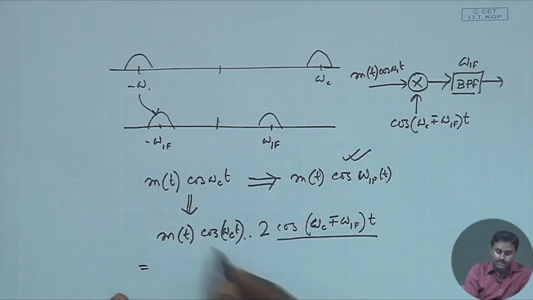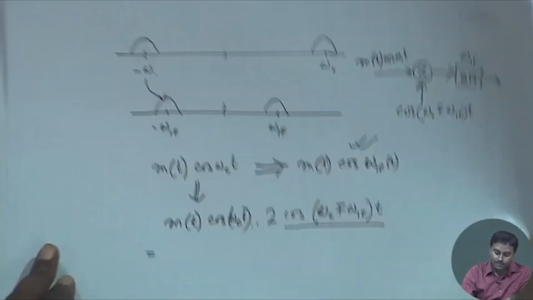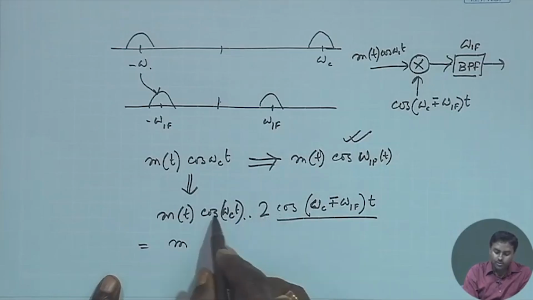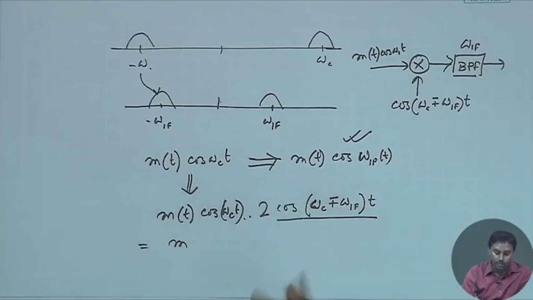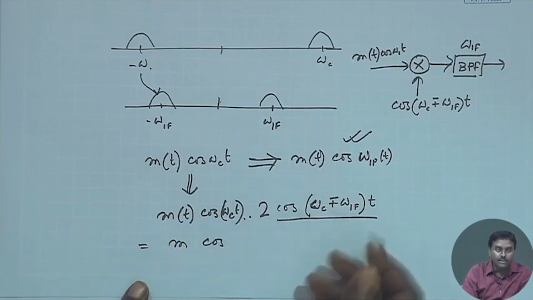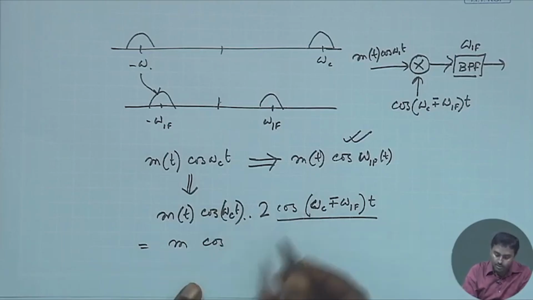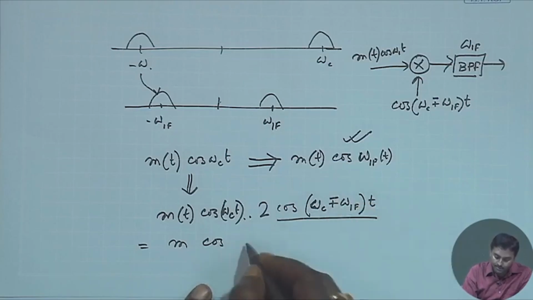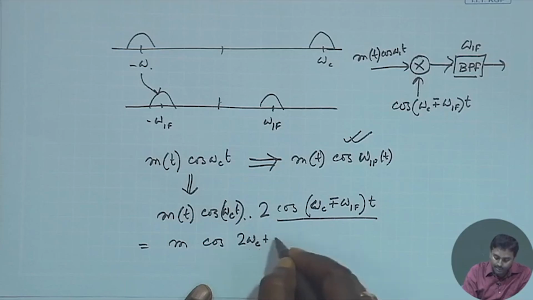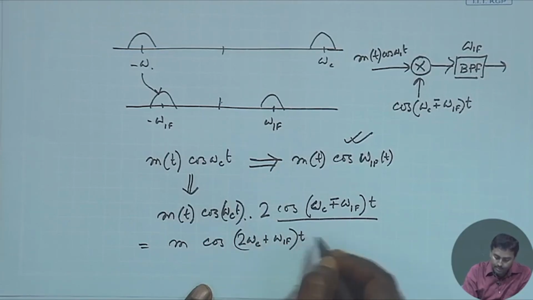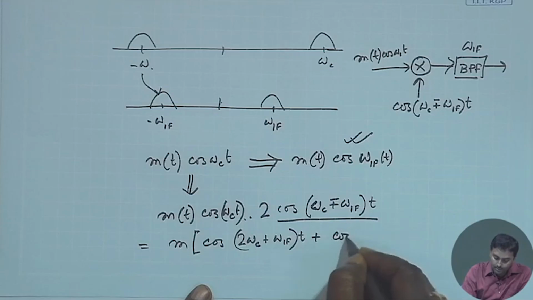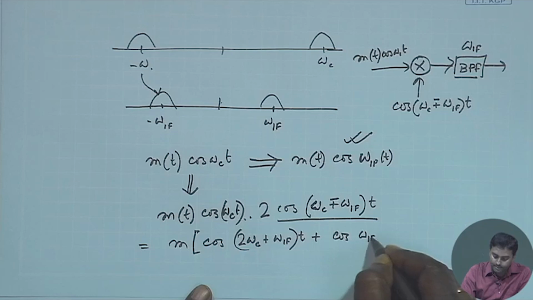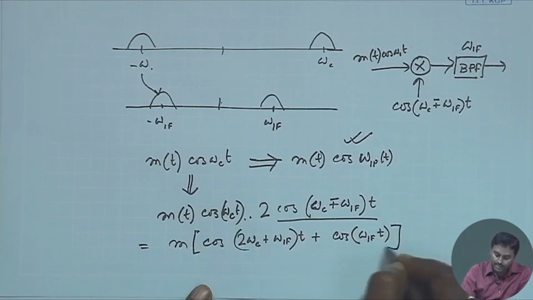Why? Let us try to manipulate this particular part. I am just doing multiplication. After multiplication I will get, because it is 2 cos a cos b, I can put cos (a plus b) plus cos (a minus b). Suppose I am just taking the positive sign. So, that should be cos (2 omega c plus omega if) t plus cos, and this minus this, so that should be just omega if t, right, which is my target.